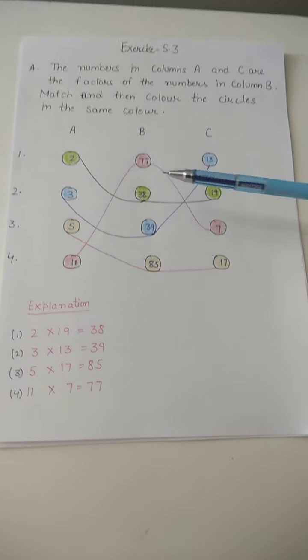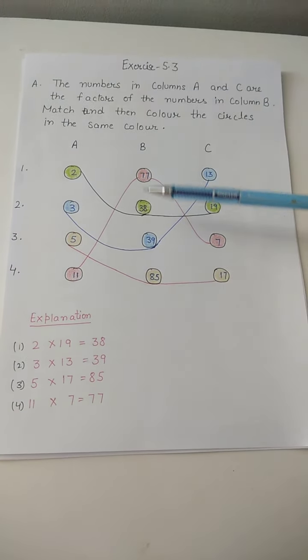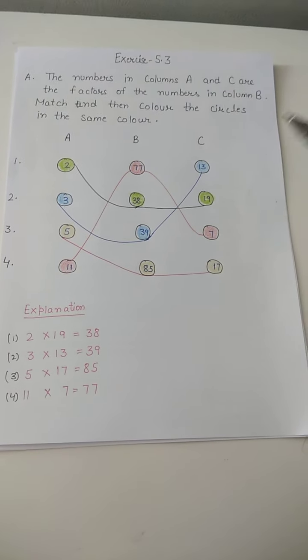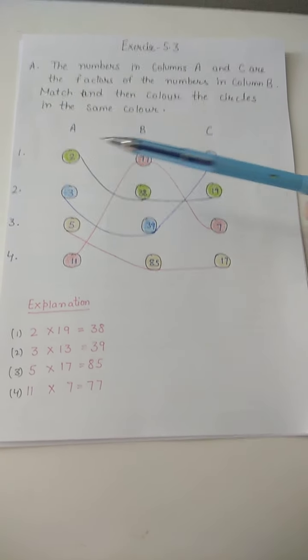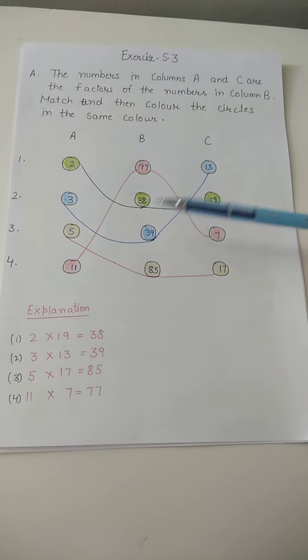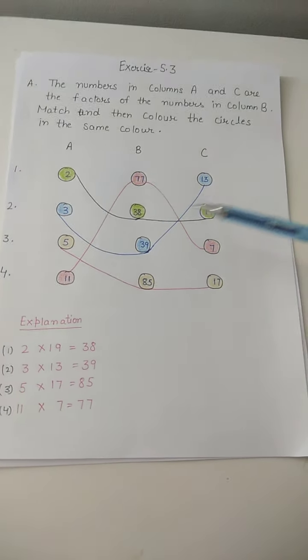Right, now you can see 2 here. So what we multiply it by, we will get some number, right? So you can see in this, again and again I'm telling you, you should learn the tables. So you can see 2 multiplied by 19, what will come? 38. I have done 2 multiplied by 19 is 38 here also. That's why I have used green color here.